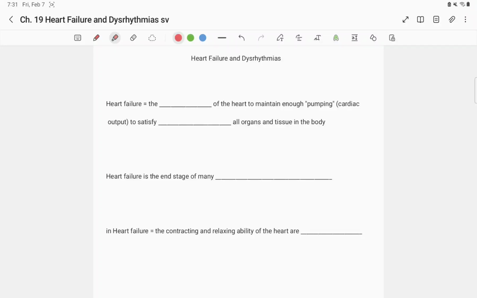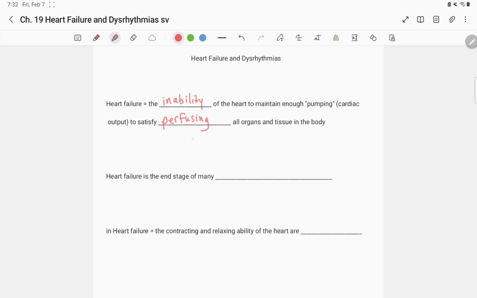And we're going to cover heart failure and dysrhythmias. So heart failure is the inability of the heart to maintain enough pumping or cardiac output to satisfy perfusing all organs and tissue in the body.